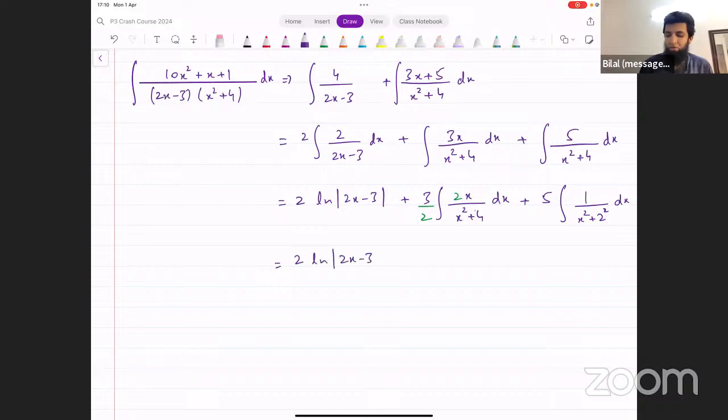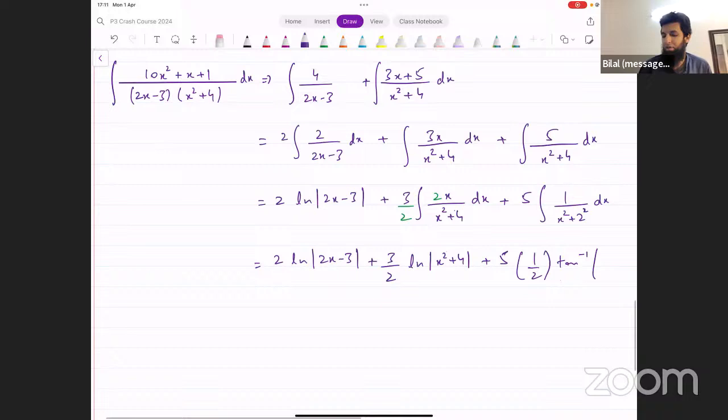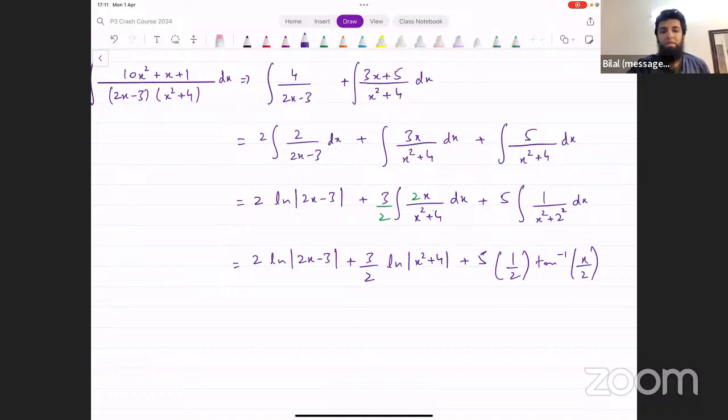2 into ln of 2x minus 3 plus 3 over 2. This is ln form. ln of x squared plus 4 plus 5. This is tan inverse form now. 5 into 1 over 2 into tan inverse of x over 2. And that's what your integral turns out to be. Okay. But now notice you've got multiple ln terms in your final result. You need to write that as a single ln term.